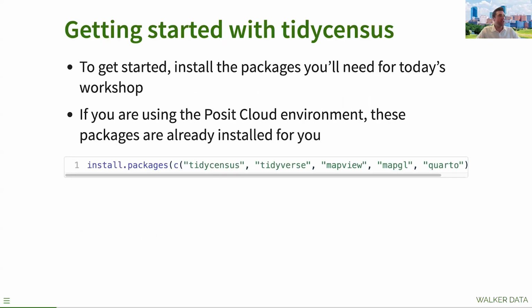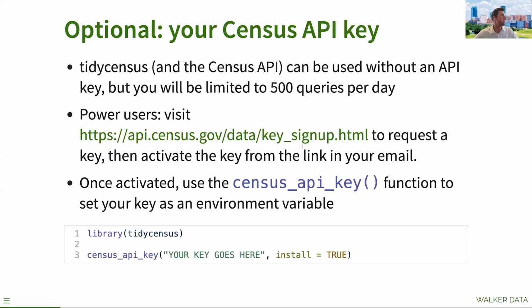To get started, you can install some packages. We'll be working with Tidy Census, a little bit with tidyverse, and mapview and mapgl for mapping. If you're using the Posit Cloud environment, these packages are already installed for you, so you don't need to run this code. Last thing, and then we're going to really start getting into this. Tidy Census can be used without an API key, but this limits you to 500 queries per day. You may think 500 queries sounds like a lot, but power users rapidly approach this limit.